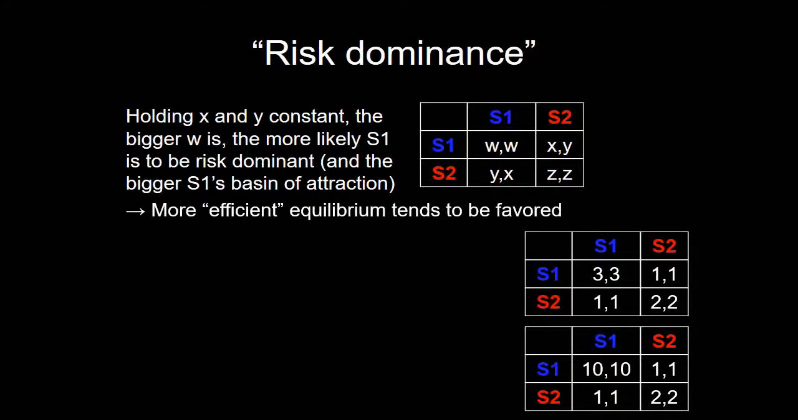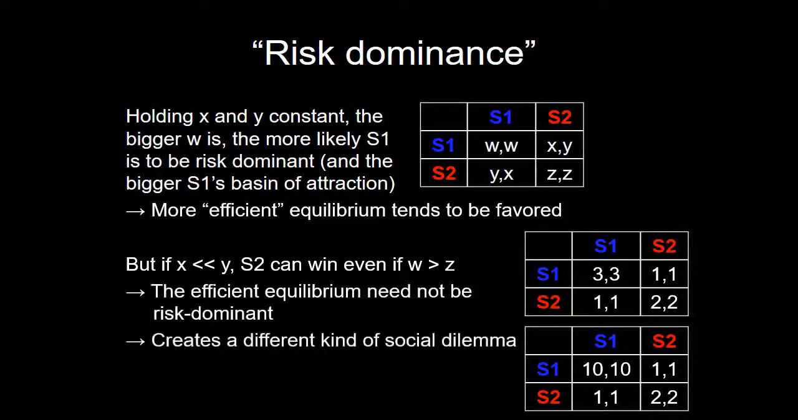Just as an illustrative example, when X and Y are fixed at 1, it makes sense that if the payoff of being in this equilibrium is slightly bigger than this one, this one will be favored somewhat. But if it's massively bigger, it's much more likely that you're going to wind up in strategy 1. But what risk dominance shows you is that that's not enough to understand what's going on, because even if W is greater than Z, you can still have strategy 2 winning if X is much smaller than Y. So the efficient equilibrium need not be the risk dominant equilibrium, and this creates a different kind of social dilemma. In the prisoner's dilemma, the inefficient strategy is totally dominant over the efficient strategy. Here, it's not dominance in that sense, but risk dominance: they're both equilibria, but one of them is safer in a certain sense.